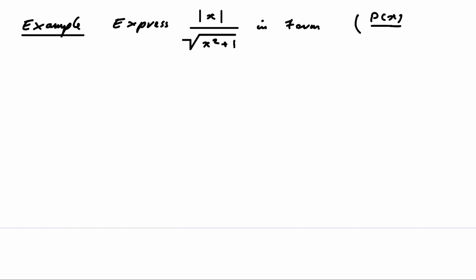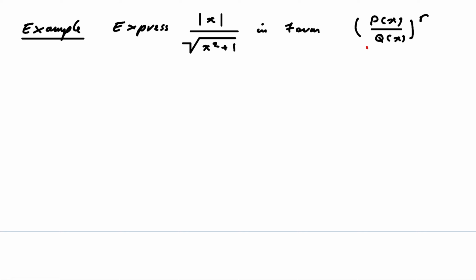So here's a tough one. Express the absolute value of x divided by the square root of x squared plus 1. It's nice that it's x squared plus 1 because it's always positive. In the form, so I want it as a rational expression all to some power. So this is rational, a ratio of two polynomials, and this r is some constant.